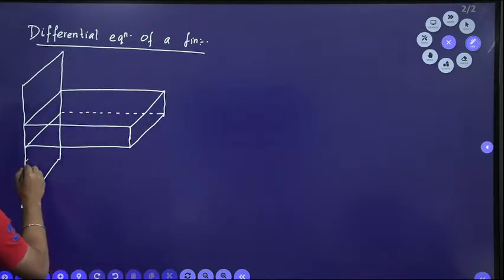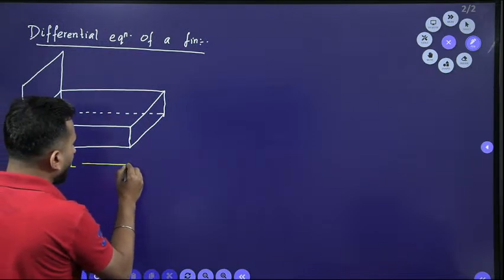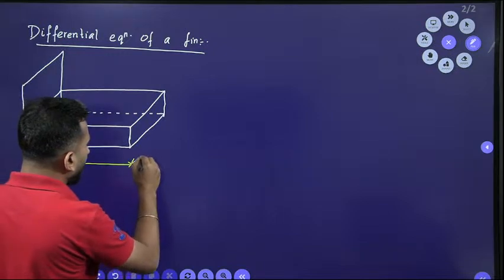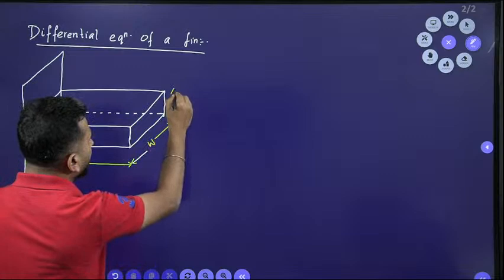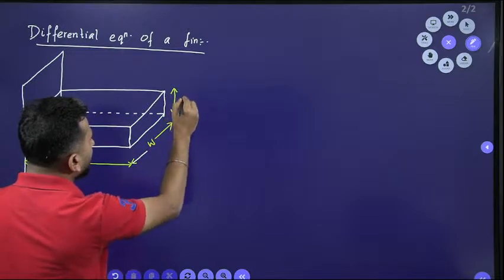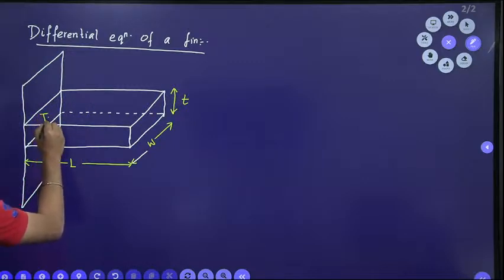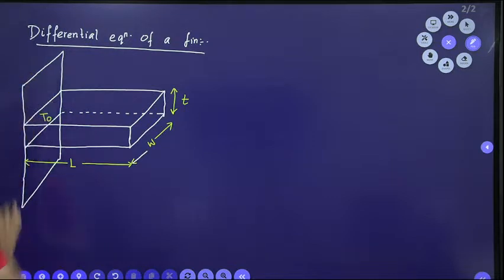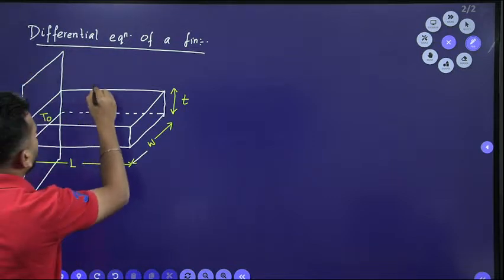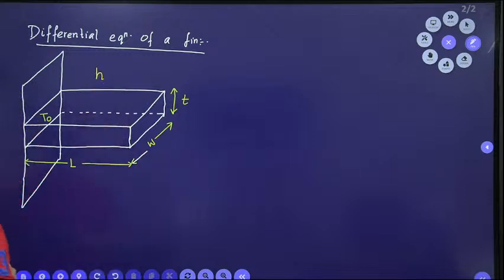The length of the fin is L, the width is W, and the thickness is T. T naught is the temperature at the base of the fin, of the material base. This is T naught, and let's say the ambient has a heat transfer coefficient of h.